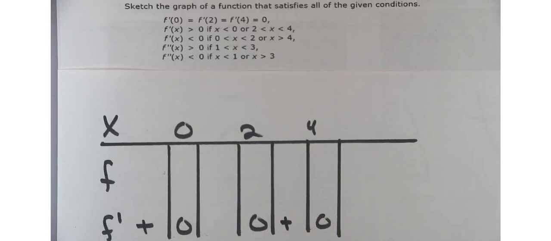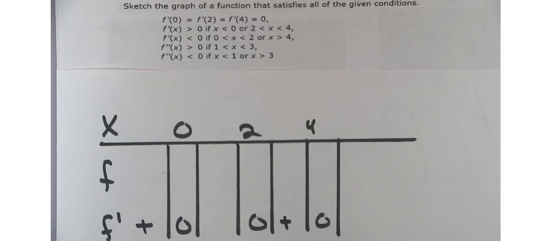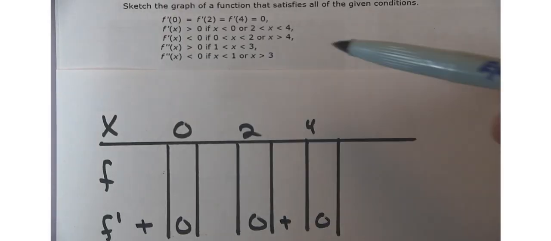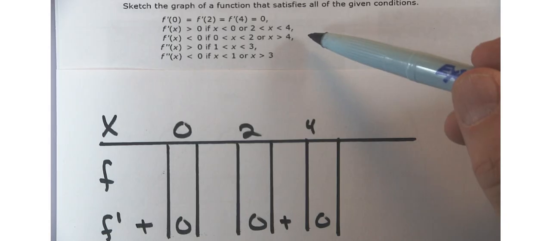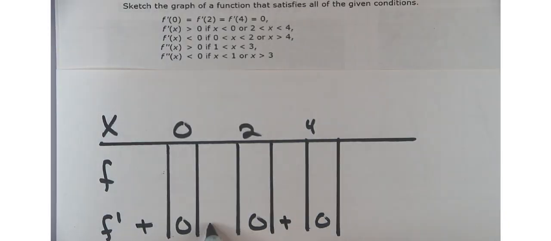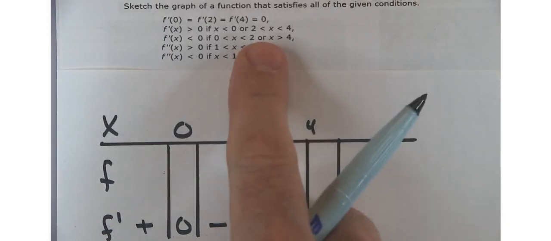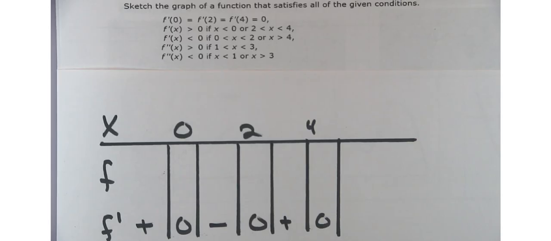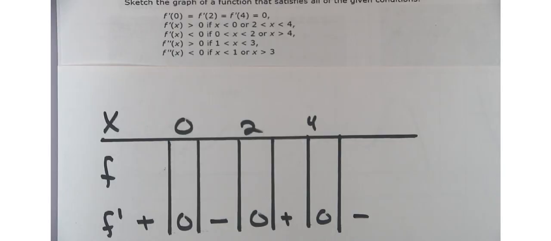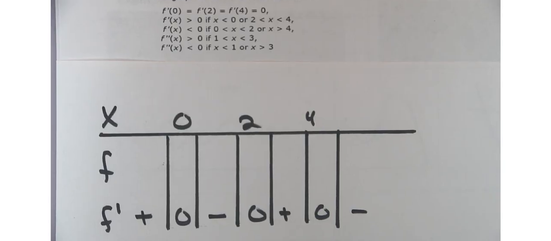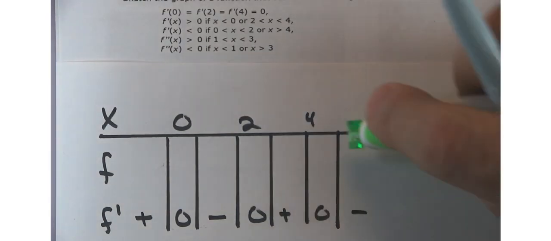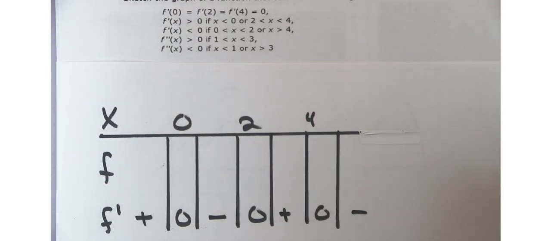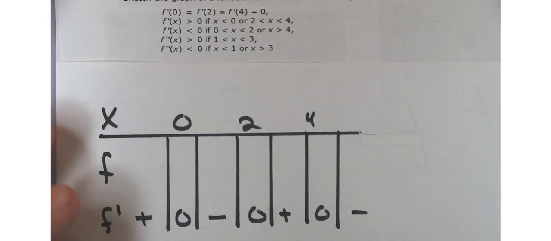All right. So what else does that tell us? Well, let's move down here. f prime of x is less than 0 for x between 0 and 2, and x greater than 4. So there. Great. Let's also take a look at what happens for the second derivative. So let me get rid of that there. Let's take a look at f double prime.